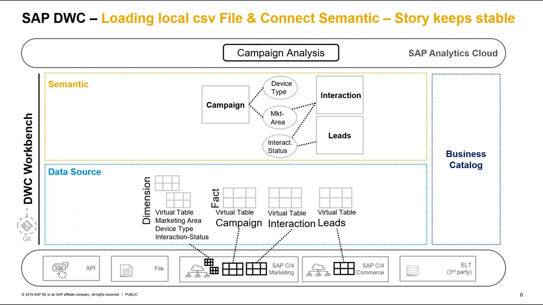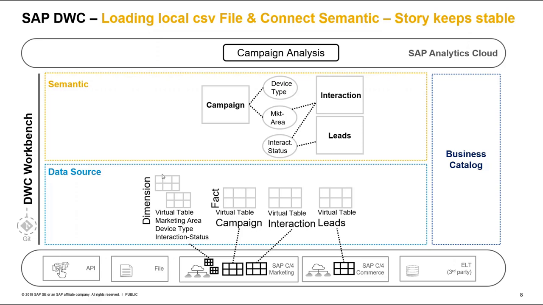So it's another example of how the differentiation and separation between the semantics and the data sources will help us provide the LOB users a flexible way to enhance the semantic models without any impact to the already existing story. And we have the flexibility to adjust the data sources as we request without impacting the semantic model.